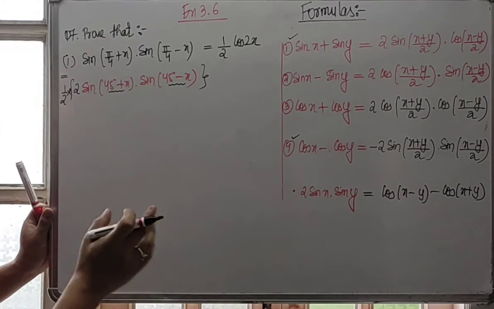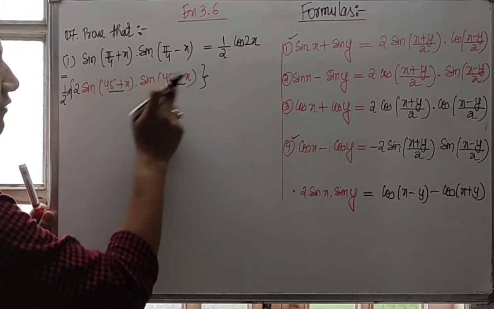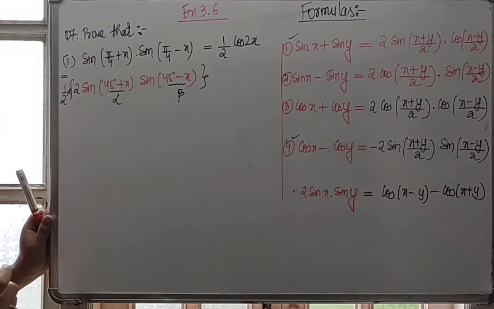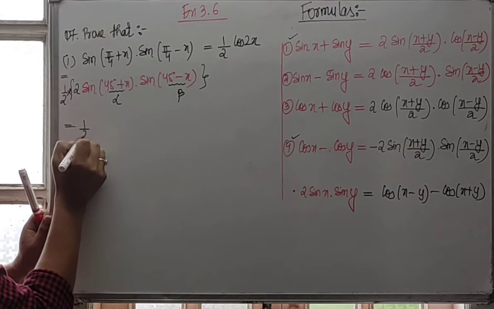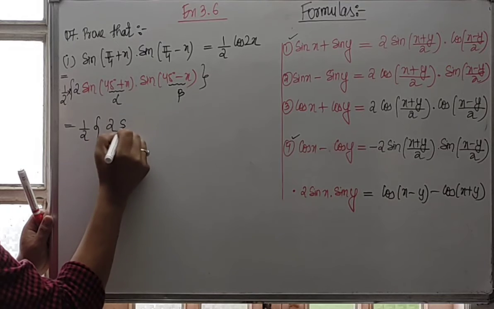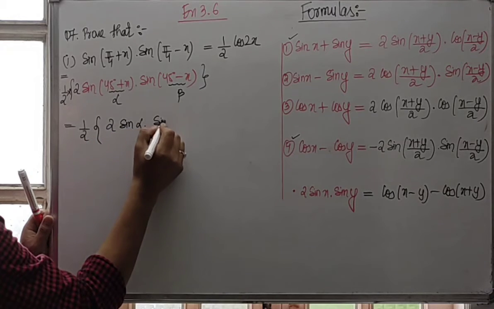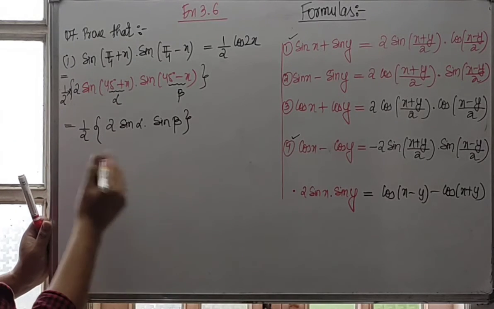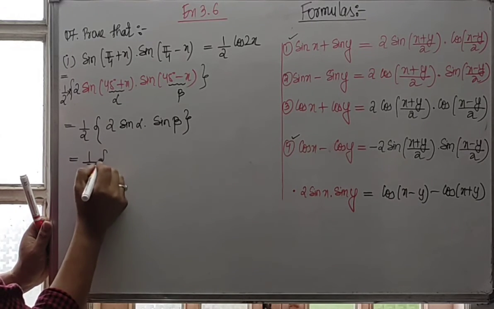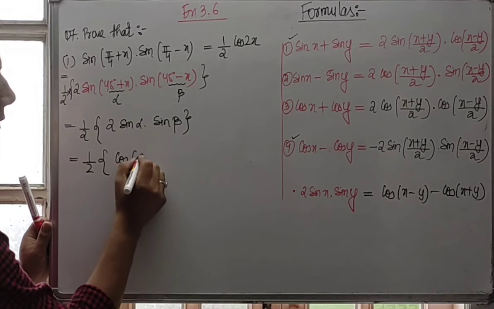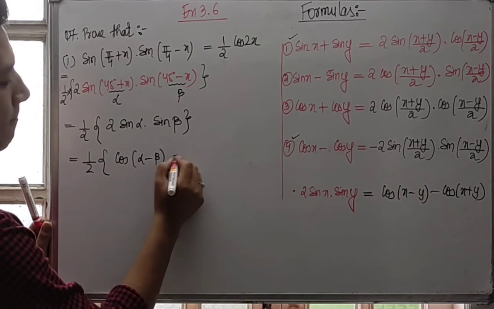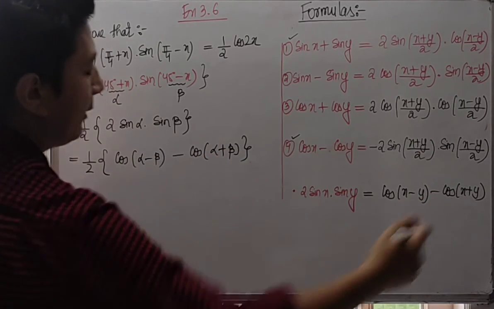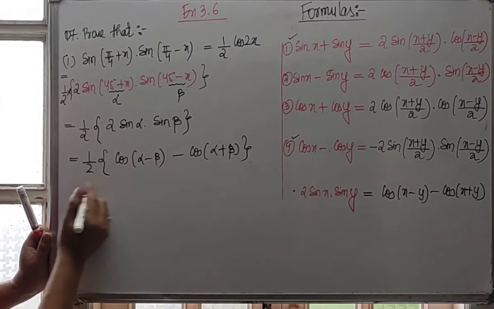Okay, so instead of writing 45 plus x, 45 minus x, what I'm doing is I'm keeping this as alpha and I'm keeping this as beta. So therefore I will be getting half within the bracket 2 sin alpha into sin beta, which is in this form. So now I'll use the formula, and the formula goes as cos alpha minus beta minus cos alpha plus beta, which is this value. Okay, let's put the value of alpha and beta.